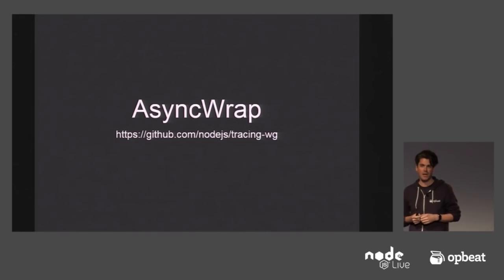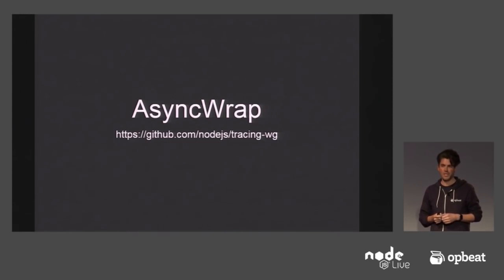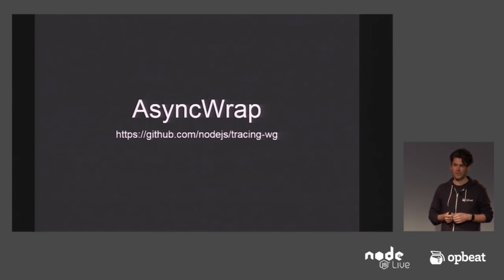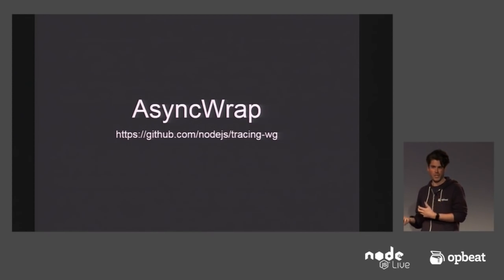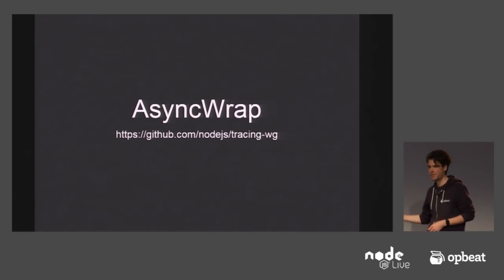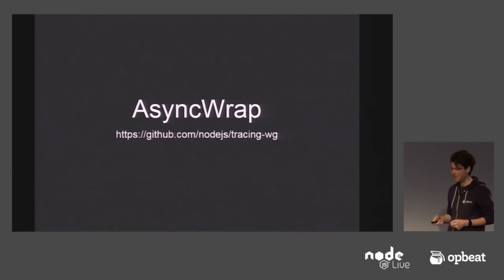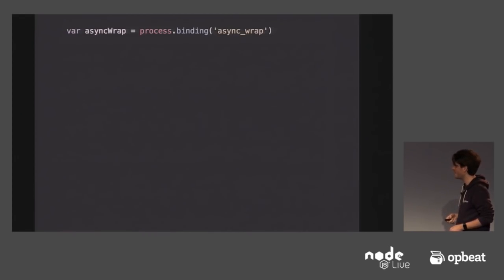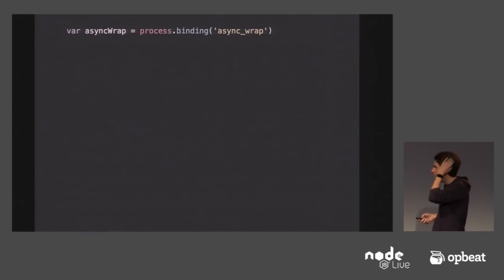AsyncWrap is a project developed under the Node.js Tracing Working Group by a guy called Trevor Norris. And you can go into this GitHub repo there, and you can see all the stuff that the Tracing Working Group is working on, along with the AsyncWrap stuff. There will also be documentation for the AsyncWrap stuff in there if you want to play with it now. And so let's play with it.